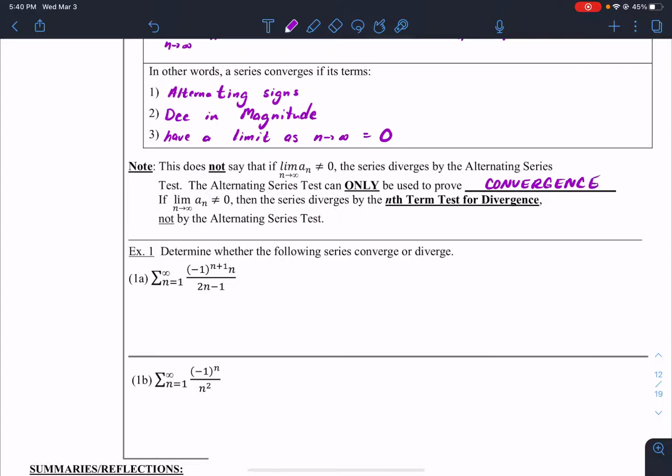If you were to use these conditions and found out that we didn't decrease in magnitude, i.e. the limit as n approaches infinity does not equal 0, you don't diverge by alternating series test. You diverge by nth term test. That's a test we've already used. We already are familiar with that. So you can never use an alternating series test for divergence, right? You have to use an alternating series test to prove convergence.